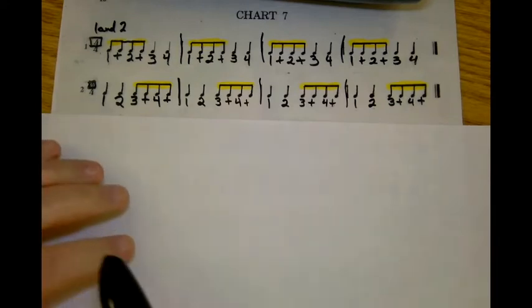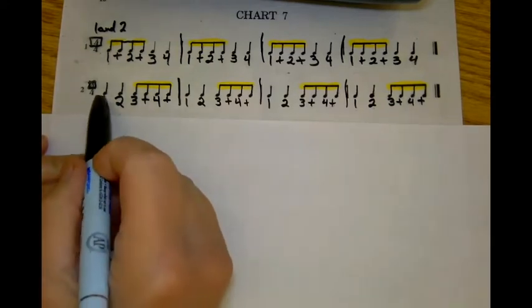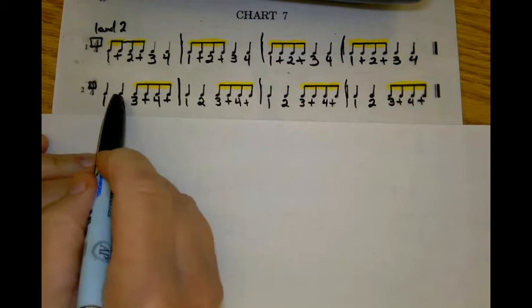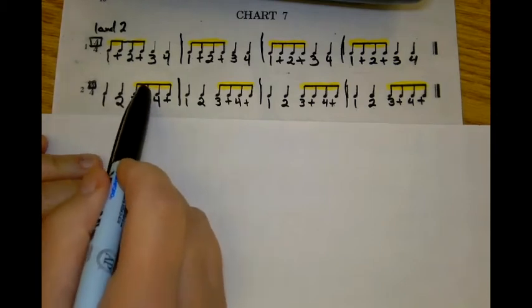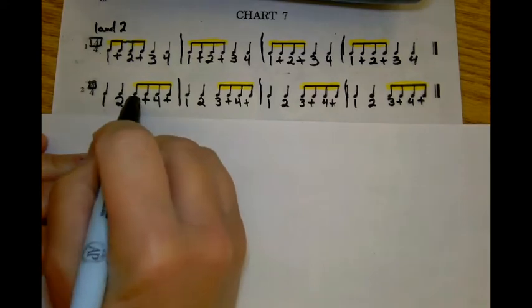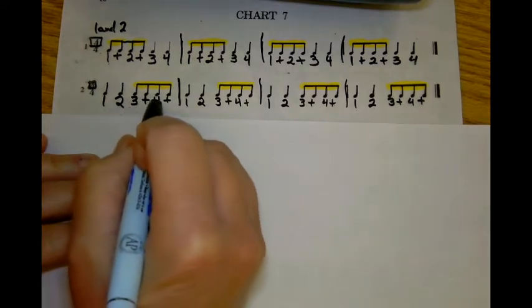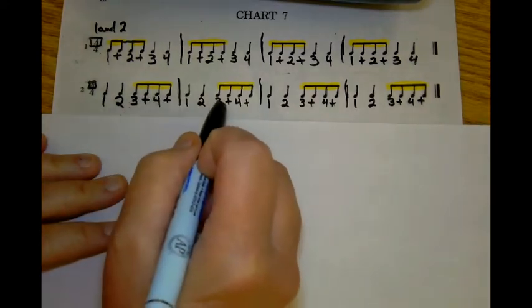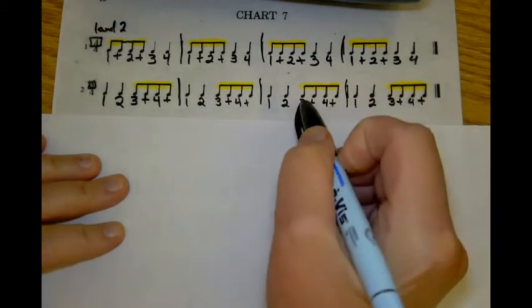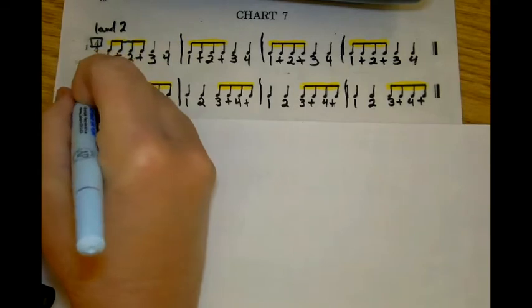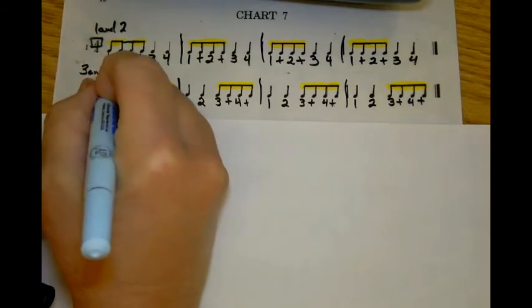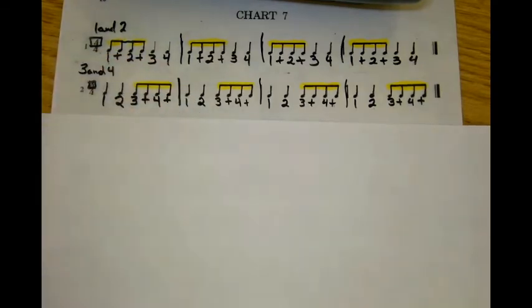Look at line number 2. Where do the eighth notes happen? Where do they fall? Do they happen on 1 and 2 like up here? Well, no, those are quarter notes. There they are. Eighth notes happen on 3 and 4. How about here? 3 and 4. How about here? 3 and 4. And the last 3 and 4. Okay, so in line number 2, the eighth notes happen on 3 and 4.